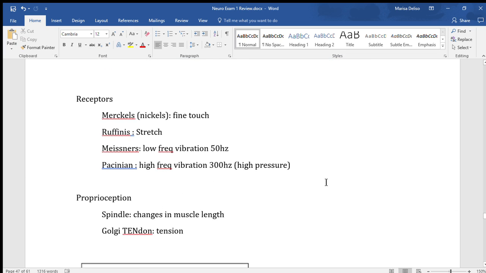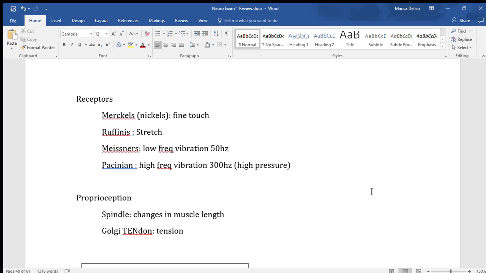Okay, receptors. Sadly, you guys do need to know this. I know that we did it in histo, skin. This is the way that I remember it. Merkels, because I always confuse Merkels and Meissners. To me, Merkels sounds like nickels, and when you put your hands in your pockets and feel coins in there, you're using fine touch, right? So Merkels, nickels, fine touch.